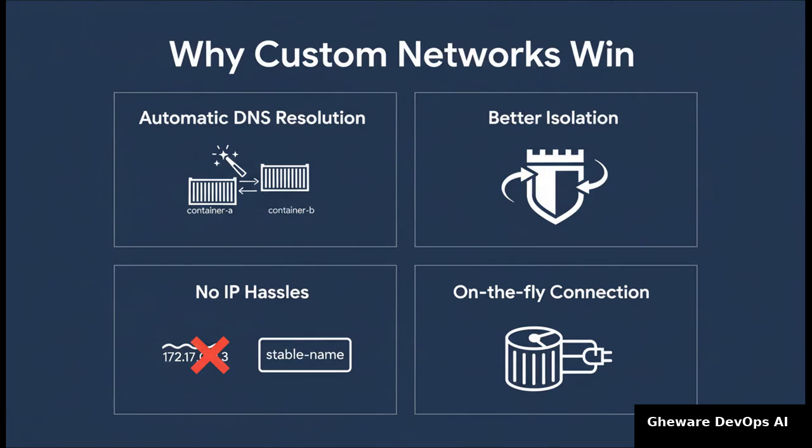So let's just recap why custom networks are so much better. First, you get that automatic DNS. Your container names just become host names. You get way better isolation because only the containers you explicitly put on this network can talk to each other. You totally get rid of all those IP address headaches, and as a bonus, you can even connect or disconnect containers from networks while they're running. It's a huge win all around.